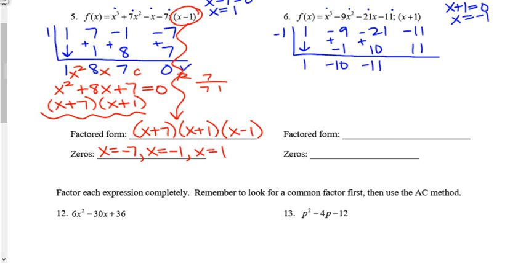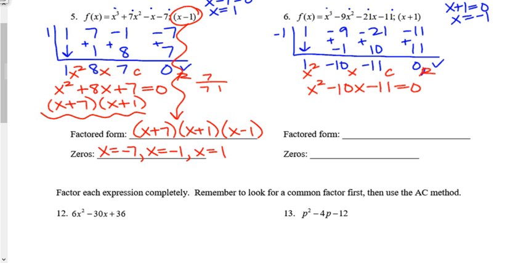Times 1 is positive 11. When I add that to negative 11, I get 0. Alright, so 0 is my remainder. Negative 11 is my constant, negative 10 is my x, and then I have 1 as my x squared coefficient. I'm left with x squared minus 10x minus 11 equals 0.